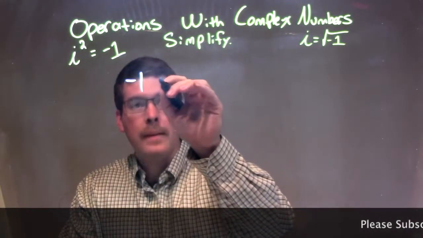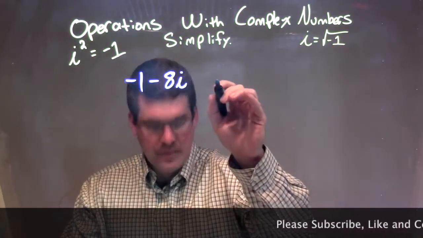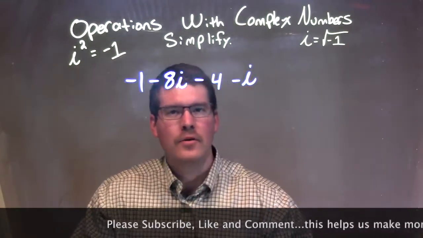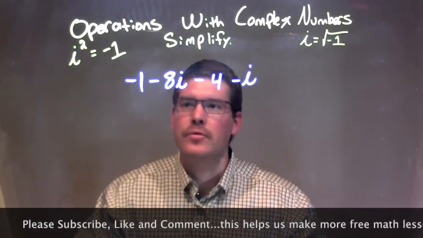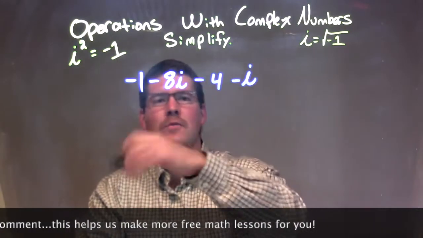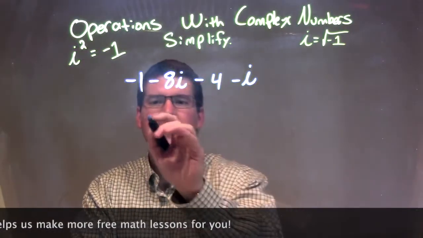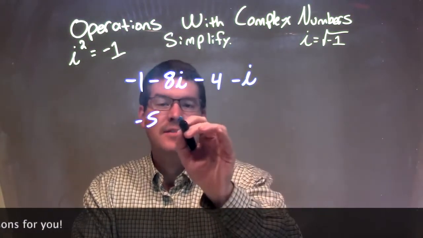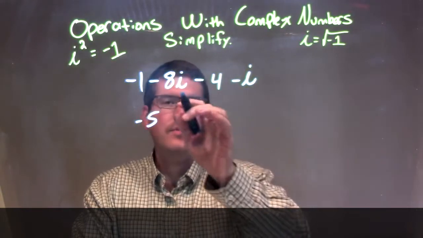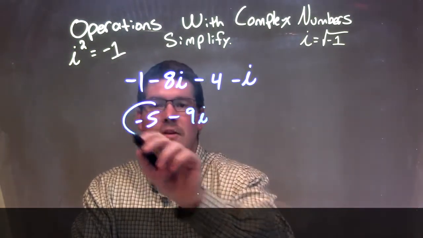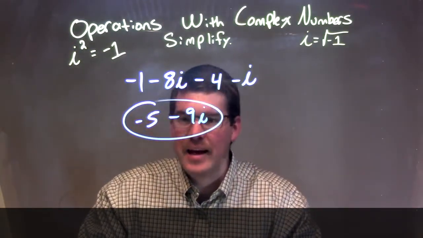Negative 1 minus 8i minus 4 minus i. What we want to do is combine our quote-unquote like numbers, okay? So we have a minus 1 and a minus 4. We can combine these two together to be a negative 5. And then we have a negative 8i and a minus i, which we combine together. We can almost treat them like variables, negative 8i and negative i. It's a negative 9i. Nothing else we can do to simplify, so our final answer here is negative 5 minus 9i.